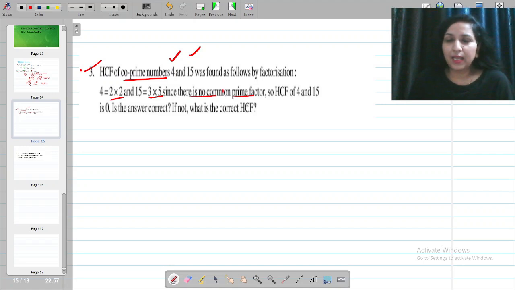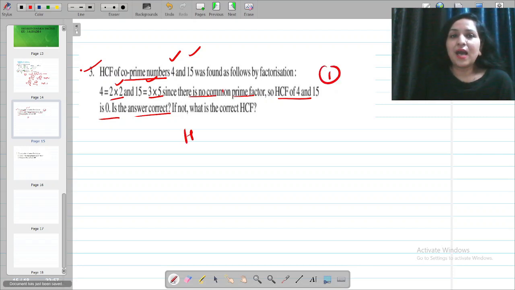Nothing is common. So can I say that the highest common factor is 0? Is this the correct answer? I told you earlier also, if nothing is common, 1 is always common. We do not mention 1 here. It is the prime factorization. 1 is not a prime number. That is why it is not shown here.